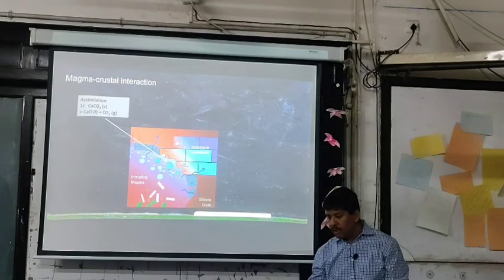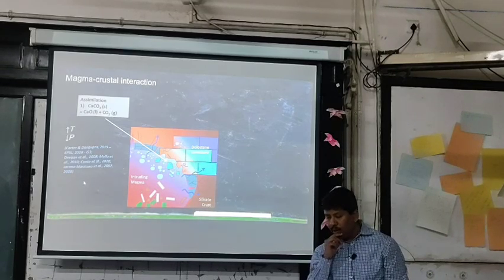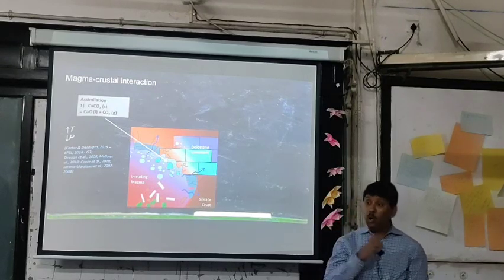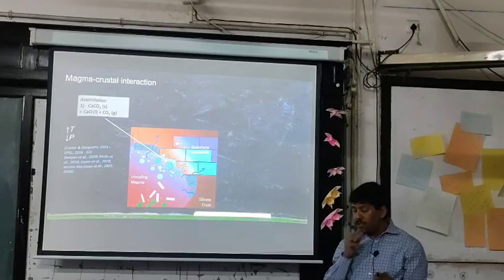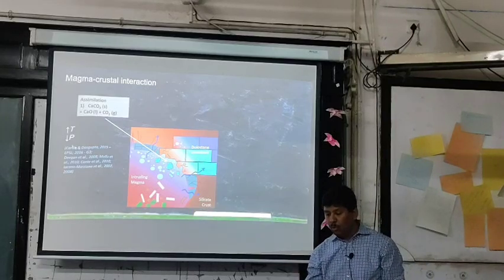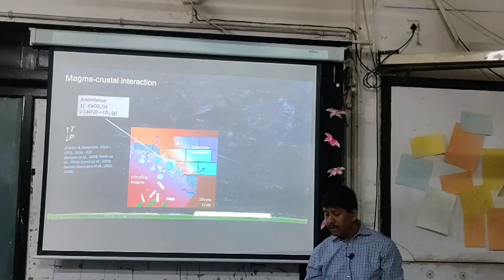So magma-crustal interaction can lead to assimilation, leading to this type of reaction. In that type of reaction, what we found is that this reaction gets facilitated at higher temperature and lower pressure. So if we go to systems at relatively shallow depth and high temperature, the extent of assimilation is more, and accordingly that produces more calcic liquid and releases CO2 in the fluid, which will eventually outgas.